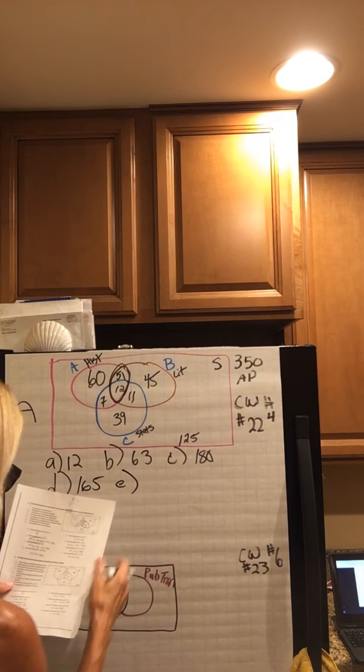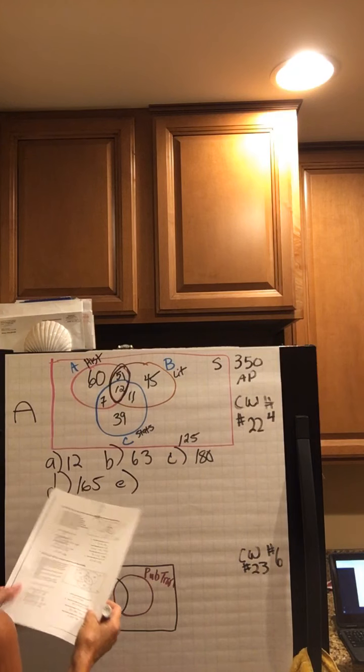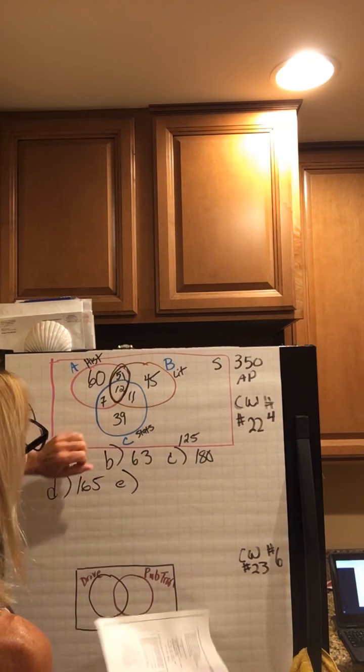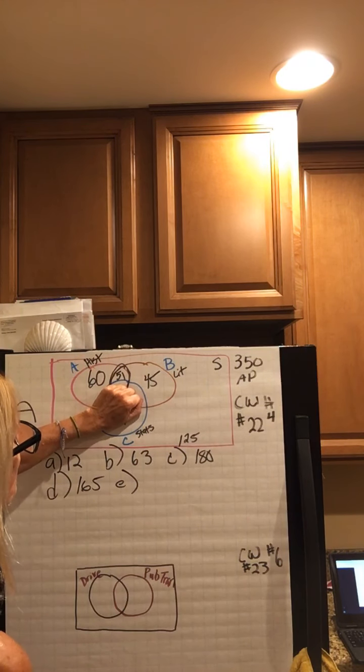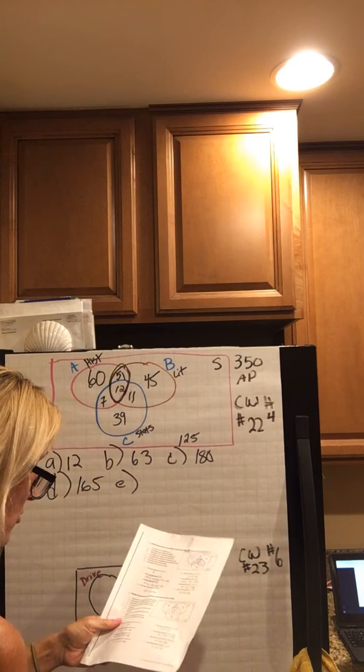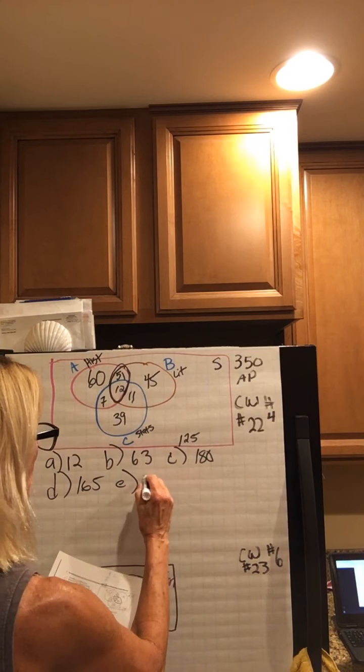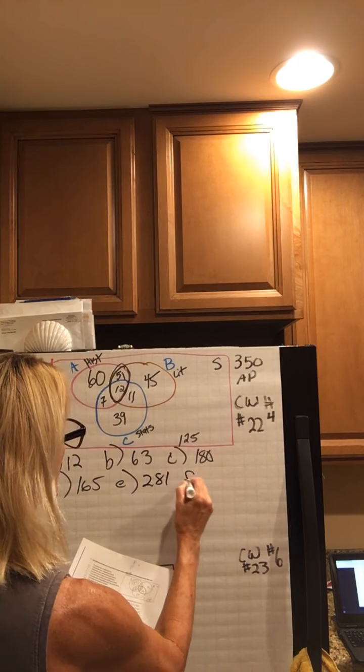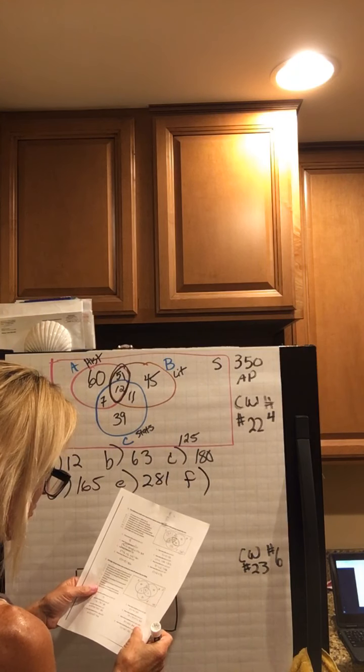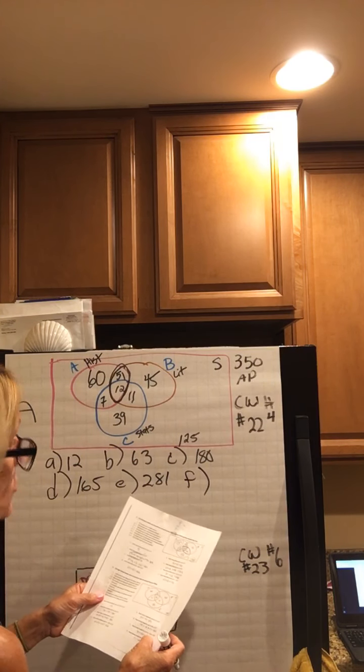And then E would be how many students are not C. Not C. So put your whole hand over C. And then add up the 60, 51, the 45, and of course the 125. So E is 281.